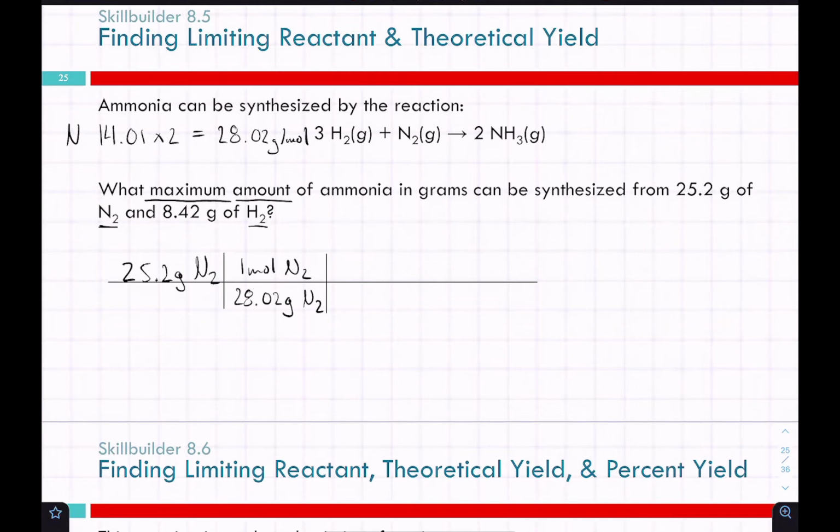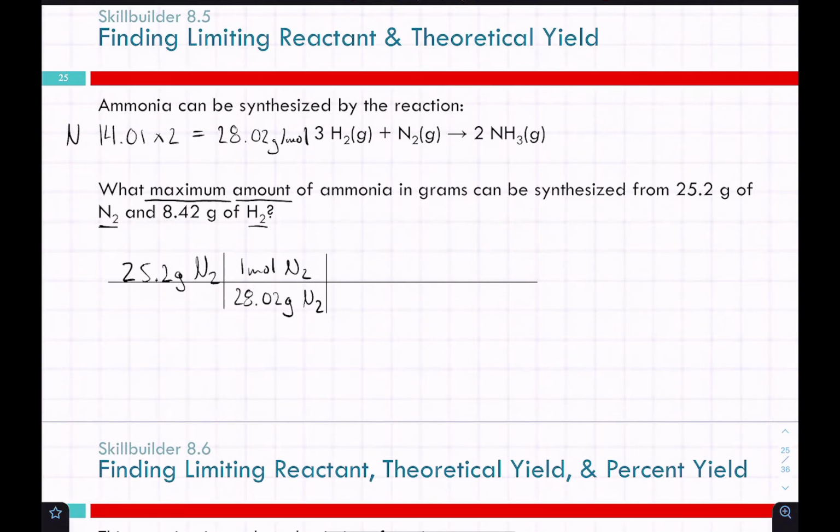Excellent. Now, to do the ratio. There's 2 nitrogen and 2 hydrogen, so 2 to 2. Yeah, every time.